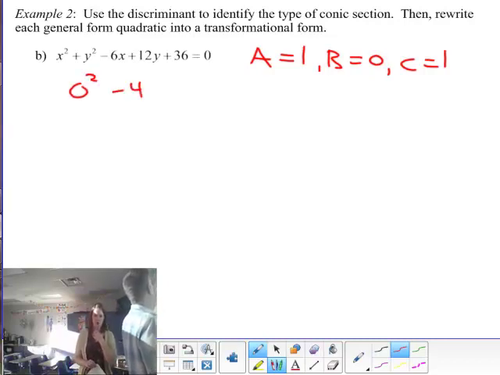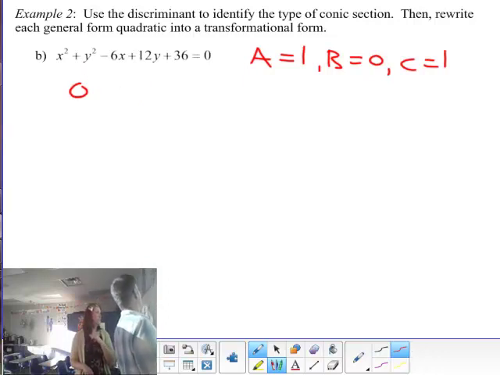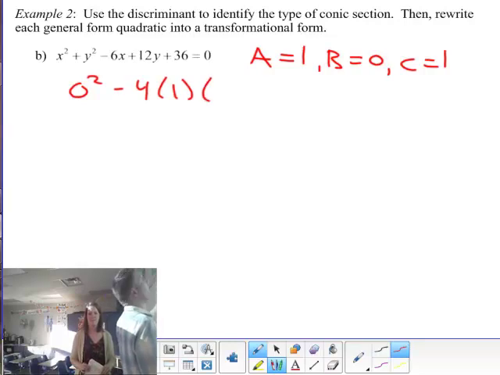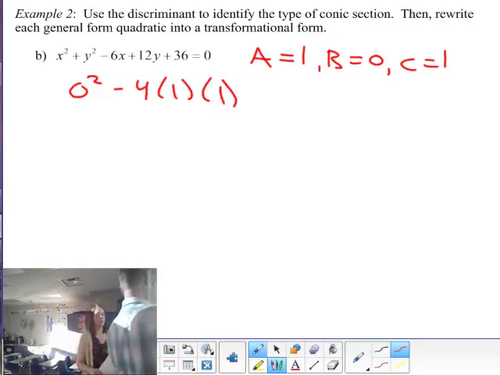Minus 4 times a, which is 1. Oh, hold on, let's go back. There you go. 0 squared minus 4, a and c. c is also 1. And again, all we care about is that the answer to this is going to be negative.